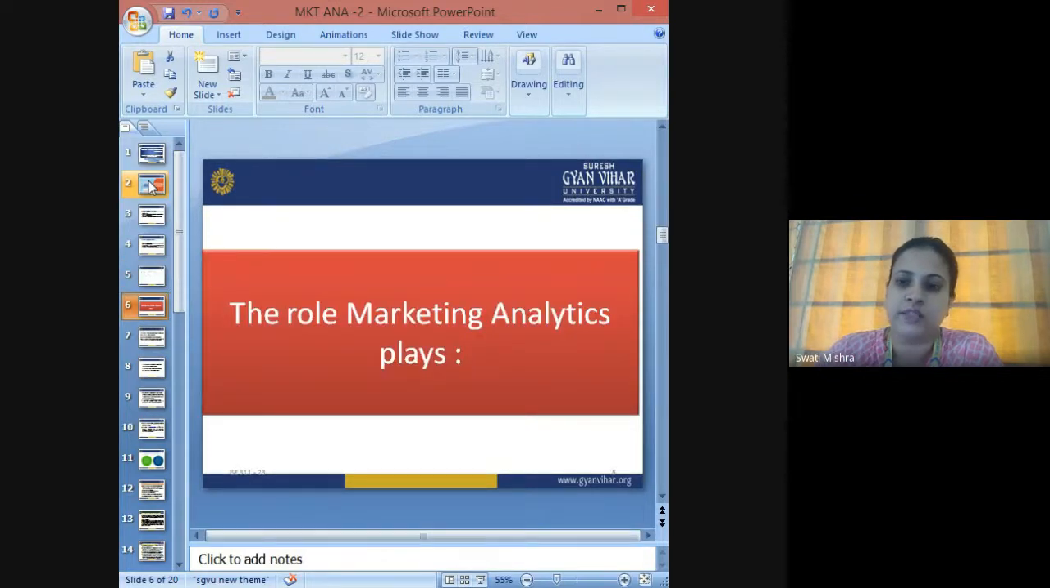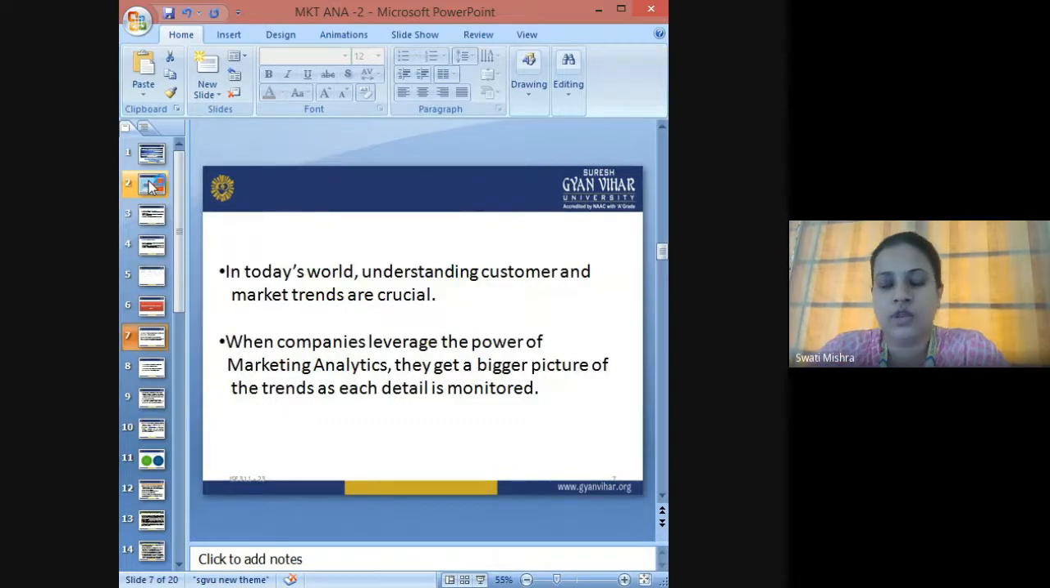So let us try to understand the role that marketing analytics is actually playing these days for various different organizations and how the organizations are actually benefiting from marketing analytics. So let us begin with the roles that marketing analytics is playing. See, in today's world, understanding any customer and the customer's behavior towards any brand or any marketing activity that is conducted by a brand, or maybe trying to understand any market trends, is a very crucial aspect for every brand or any organization in question.